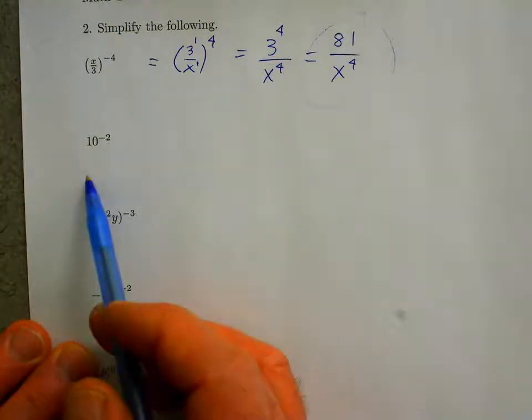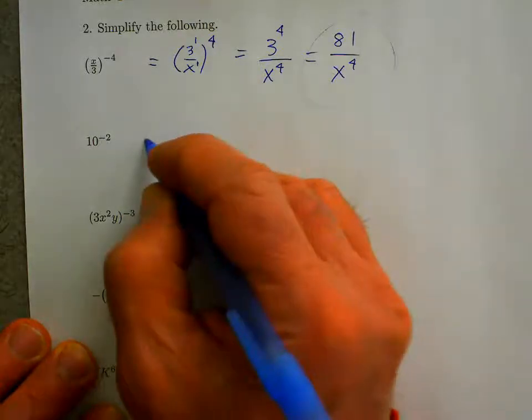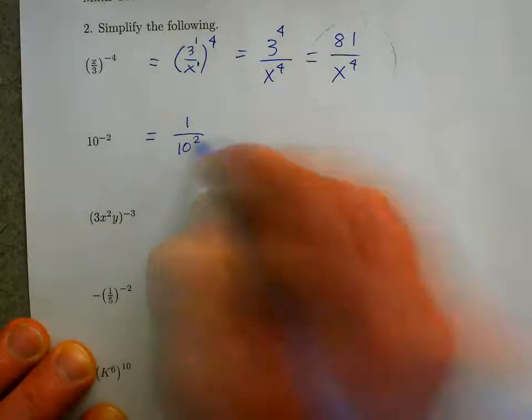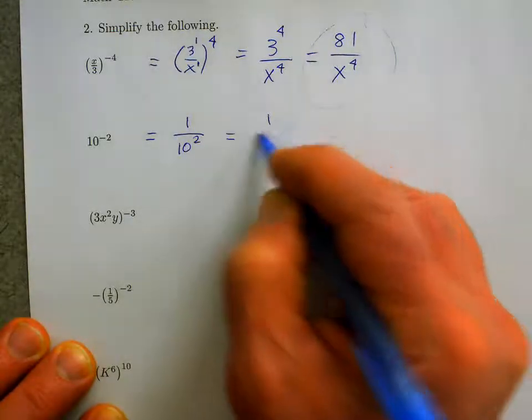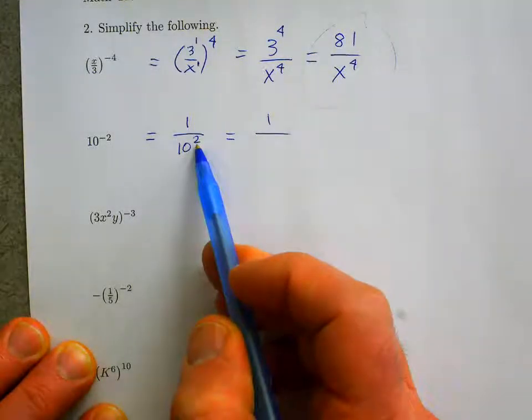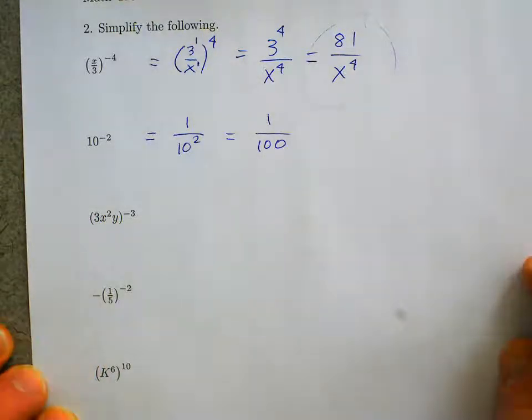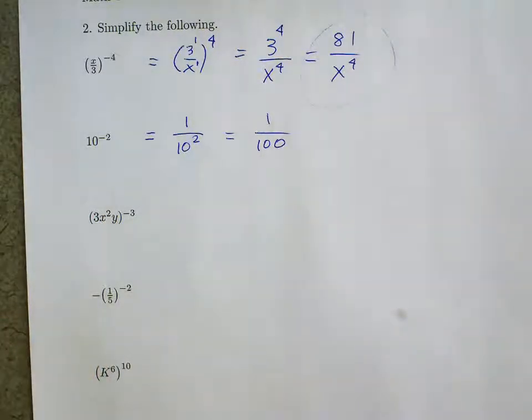The next one, 10 to the negative 2. That's 1 divided by 10 to the positive 2. And 10 to the second, 10 times 10 is 100. So that simplifies to 1/100th.